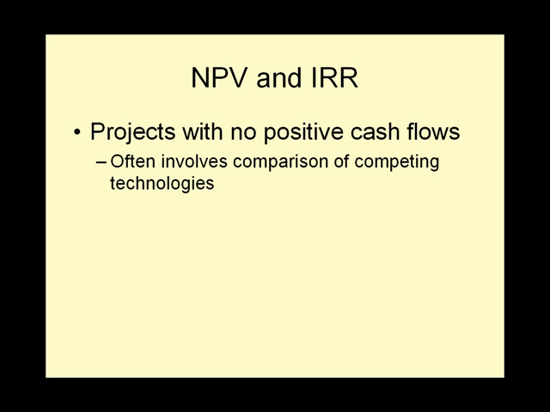Typically, the analysis involves comparing competing technologies, or competing ways of producing or marketing your product, that really have nothing to do with generating new business, new cash inflows, new revenues. So what we're doing is comparing, for example, one way of heating the building, which would involve renovation of a boiler, with another way of heating the building, which would involve purchasing a whole new boiler.